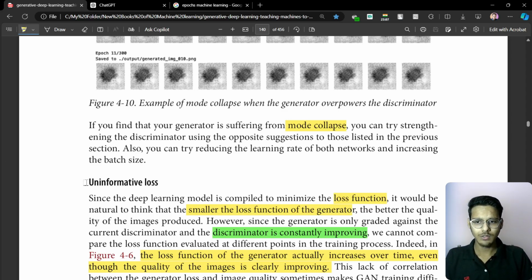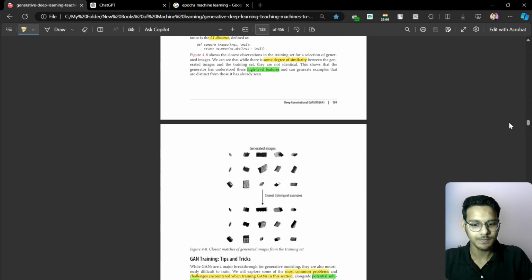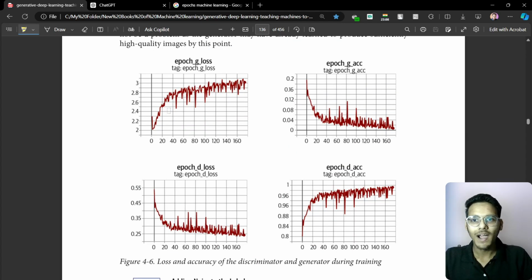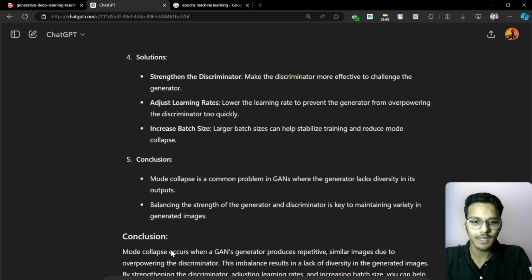Fine. So I have asked you a question before, what this picture is showing. Okay, I'm just going to move that picture. Yeah. Why is the generator loss actually increasing? Why? So let's ask ChatGPT. Why does the generator loss increase whereas the discriminator loss decreases? Okay, let's see.